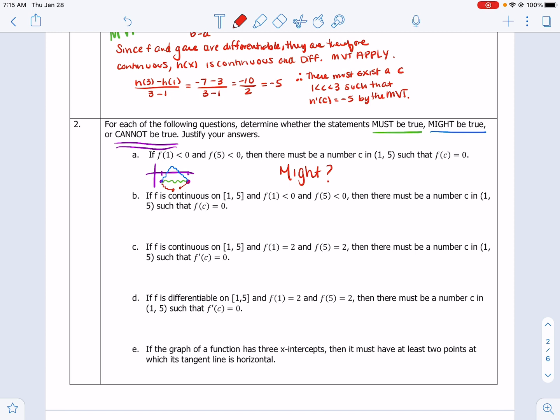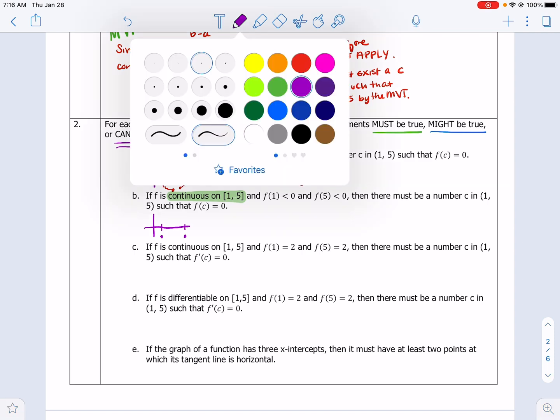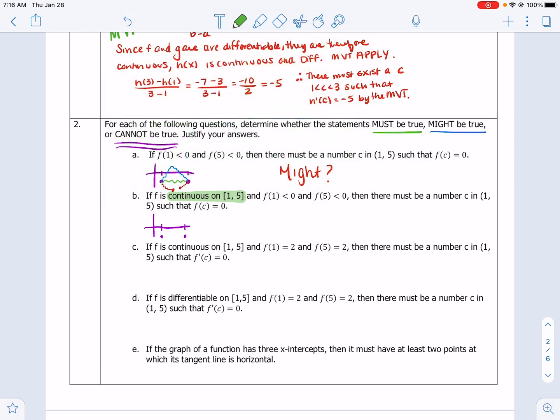Take a look at part B. It says if f is continuous, oh, see, there's that special information right there. Continuous on 1 to 5. That gives us a lot of information, okay? Then it says f of 1 is negative and f of 5 is negative. Then there must be a number C between 1 and 5 such that f of C equals 0. So it's kind of the same scenario, but it was really nice of them now. They told us that the function is continuous. But now that it's continuous, the only difference is that red scenario, not even a possibility anymore.